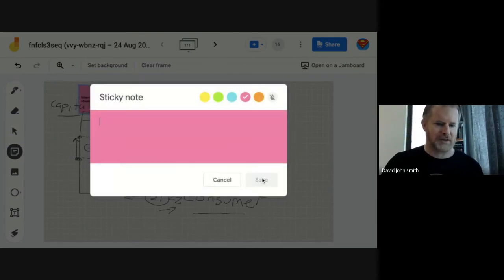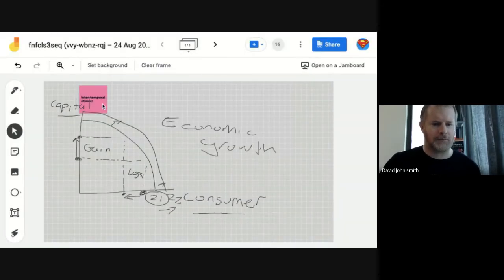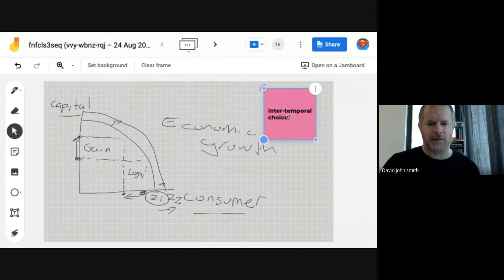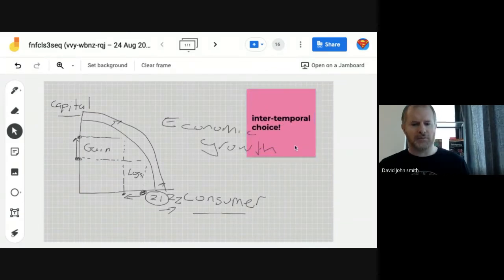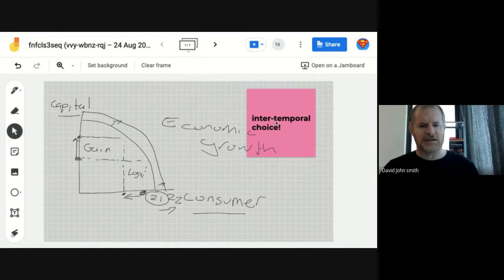Intertemporal choice. Oh, what a term. All right. Let's make it bigger so you can read it. Now, those of you who have watched movies like Avengers Endgame, temporal is about time. So we have made an inter-time choice. We have chosen the future over the present.